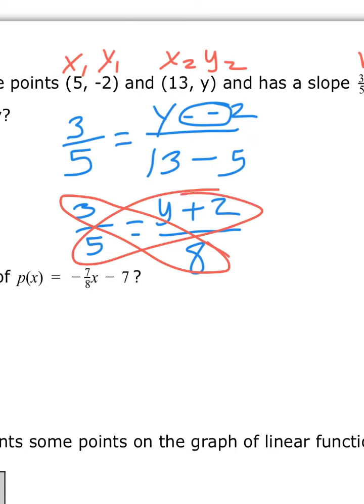Yeah, it's been a while. Butterfly. So I've got 3 times 8 equals 5 times y plus 2. That plus looks terrible. I can fix it. All right, so what's 3 times 8? 24. Equals 5 times y is 5y. 5 times 2 is 10.